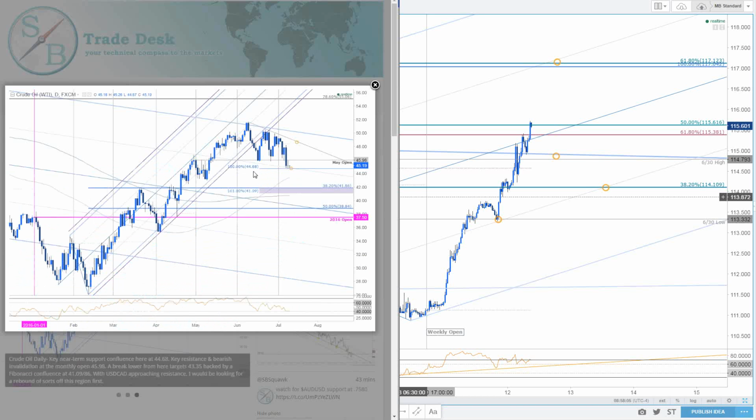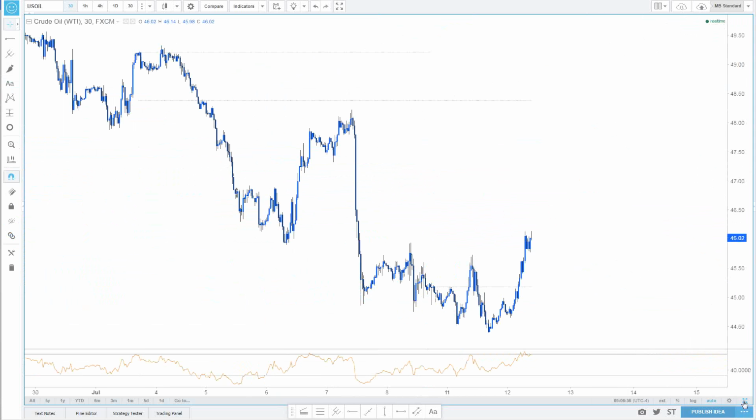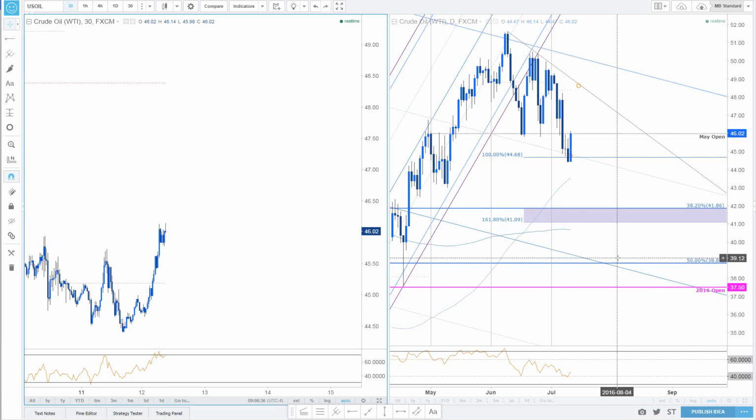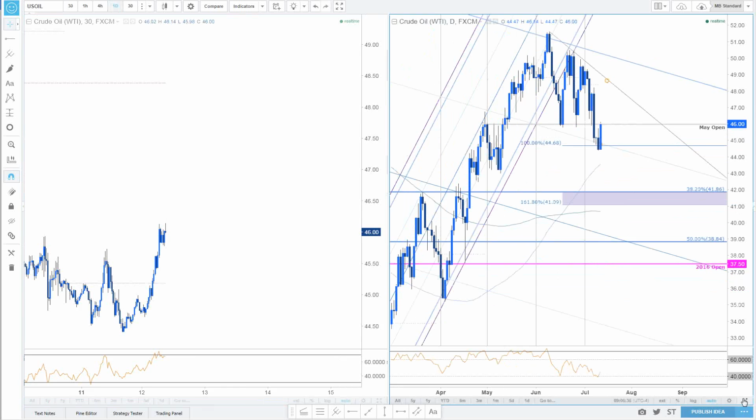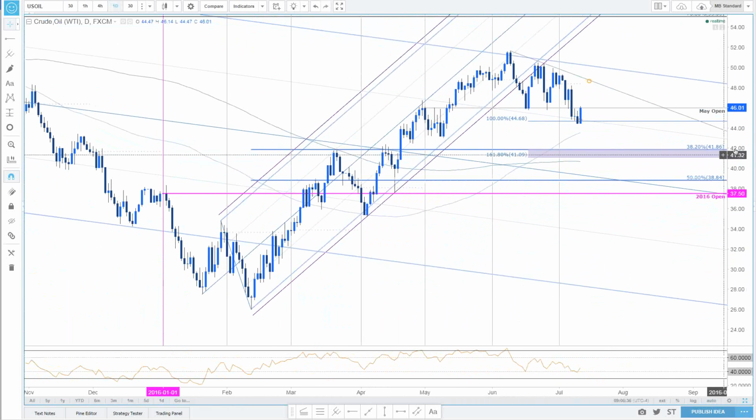We talked about this region at 44.68. That was the 100% extension from the decline, but also the 50 line for the longer term descending pitchfork here in crude. We probed below it yesterday, and we snuck just below it to make a close. But here's the reversal, and this is your classic commodity false break to get everyone faked out of the trade.